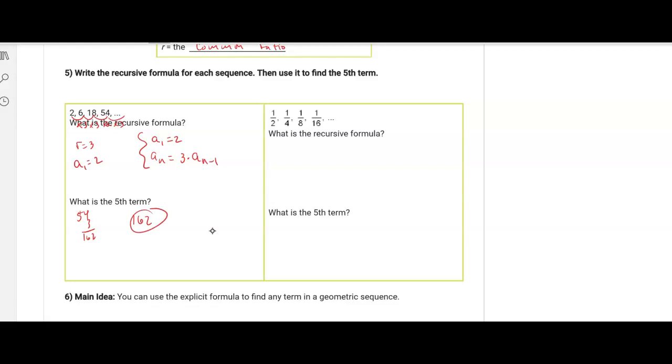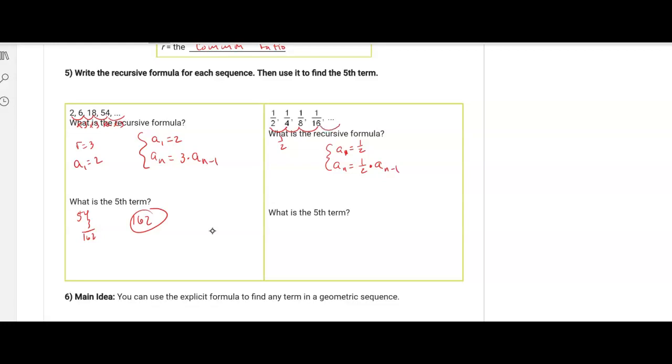Now the next one: we go from 1/2 to 1/4, 1/4 to 1/8, 1/8 to 1/16. What are we multiplying by each time? We're multiplying by a half each time. So we start with the recursive formula, with our first term, a sub 1 equals 1/2. Then a sub n is 1/2 times a sub n minus 1.